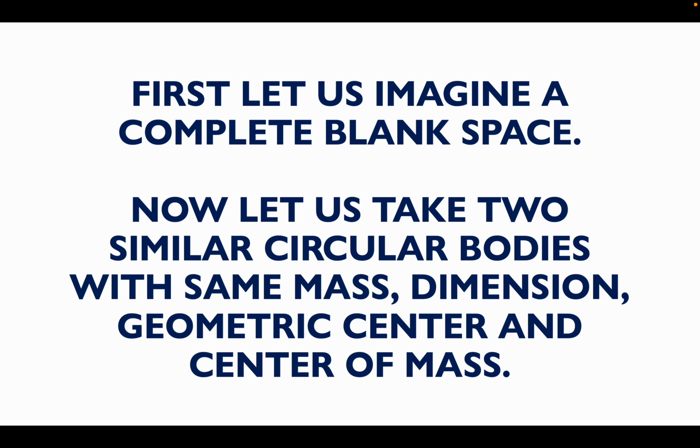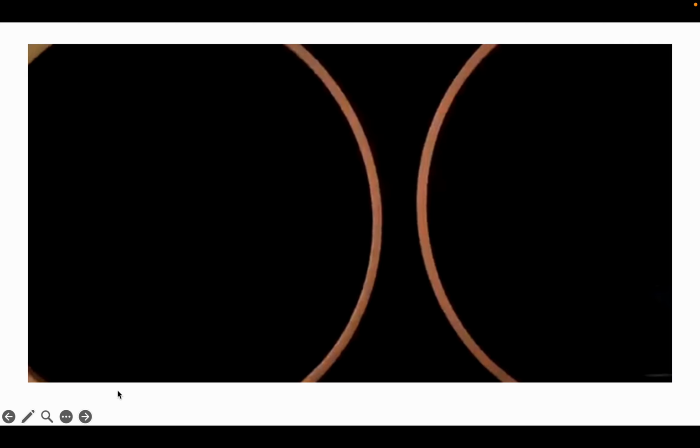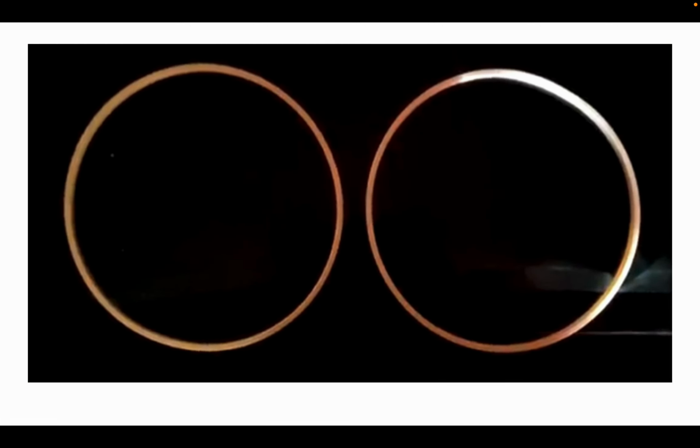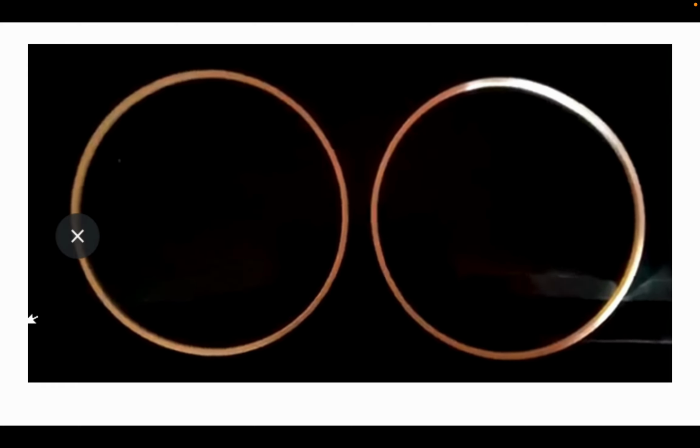First, let us imagine a complete blank space, like there's nothing over there. Now let us take two similar circular bodies, ring-shaped, with the same mass, same dimension, same geometric center and center of mass. Okay, let's take two rings. They have the same mass, same geometric center, same center of gravity and same dimension.